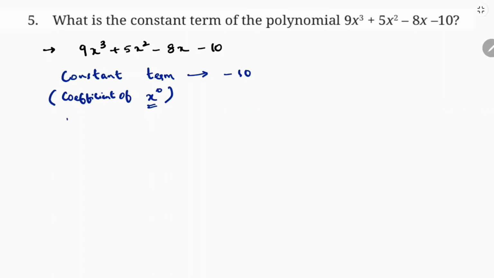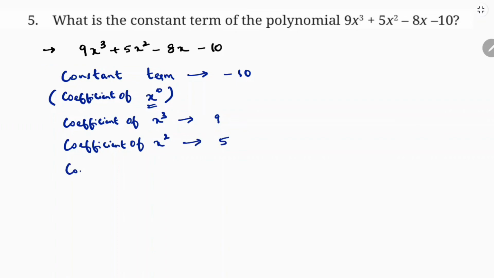In the same way, if they ask the coefficient of x cube, then it is 9. The coefficient of x square is 5. The coefficient of x, you should compulsorily write with the minus sign, minus 8.